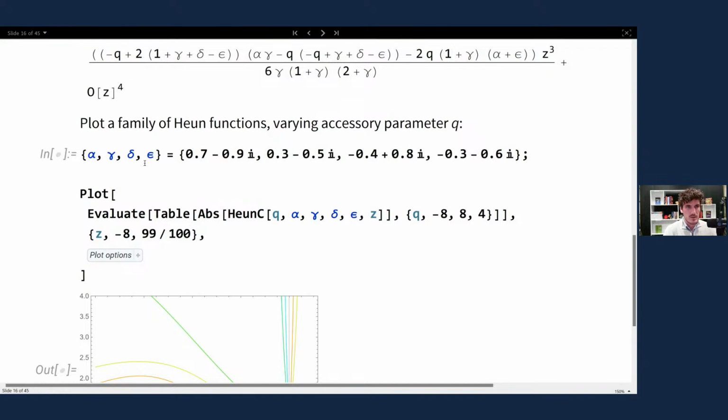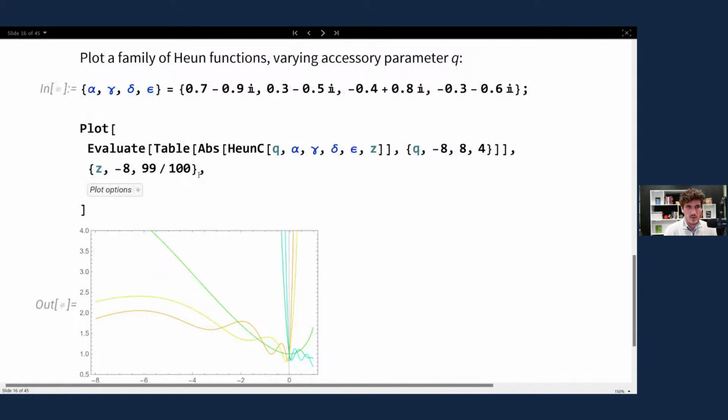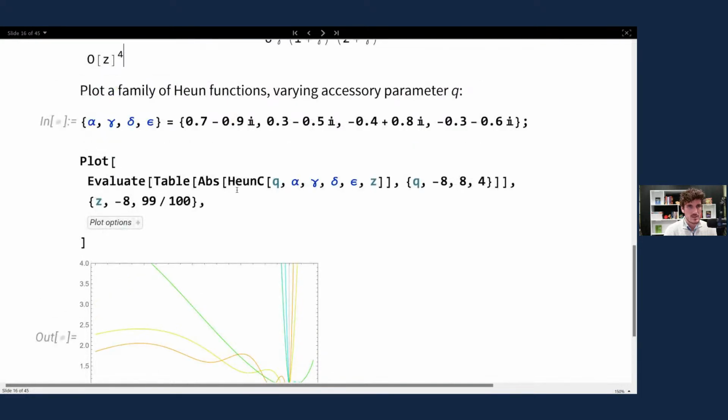Okay, this next part takes some values of alpha, gamma, delta, epsilon, and then evaluates a family of HeunC functions with the parameter actually varying. I'm going to pay very close attention to the syntax here. Alpha, gamma, delta, and epsilon are defined. We have a list of 4 things, setting it equal to another list of 4 things, so they're going to be element-wise equal to one another. So they're sorted. Q and Z can vary.